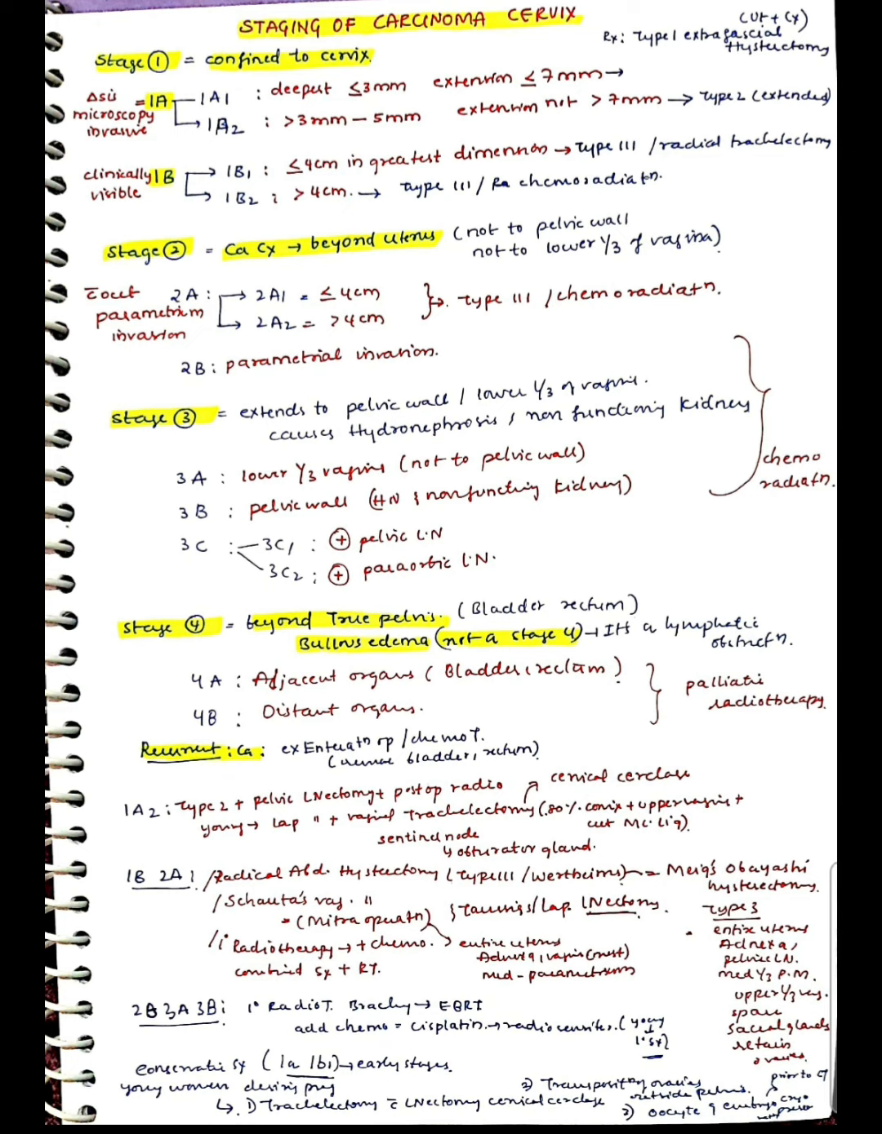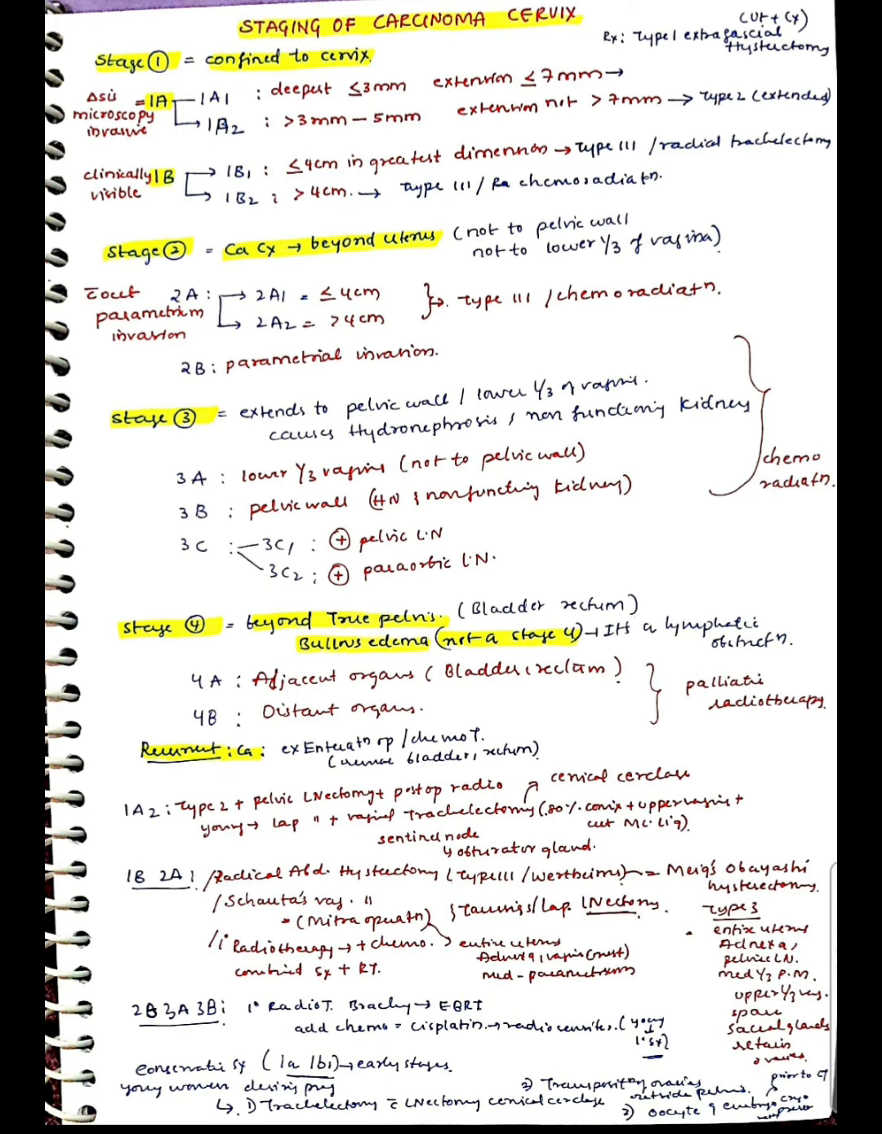And again this stage 2A is divided into 2A1 and 2A2. This 2A1 is less than 4 centimeters and 2A2 is more than 4 centimeters, similar to stage 1B, but here in stage 2A this is without parametrial invasion, and the tumor is extending beyond the uterus. So this is about stage 2, 2A and 2B. Now we'll go to stage 3.